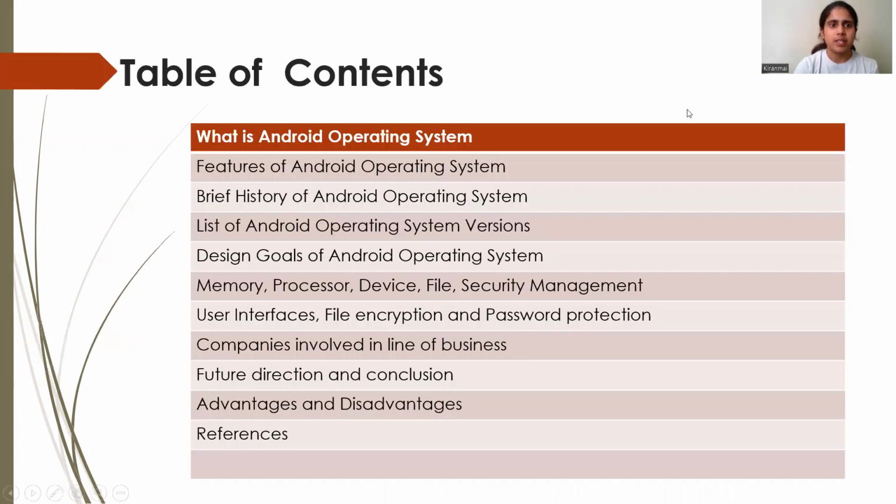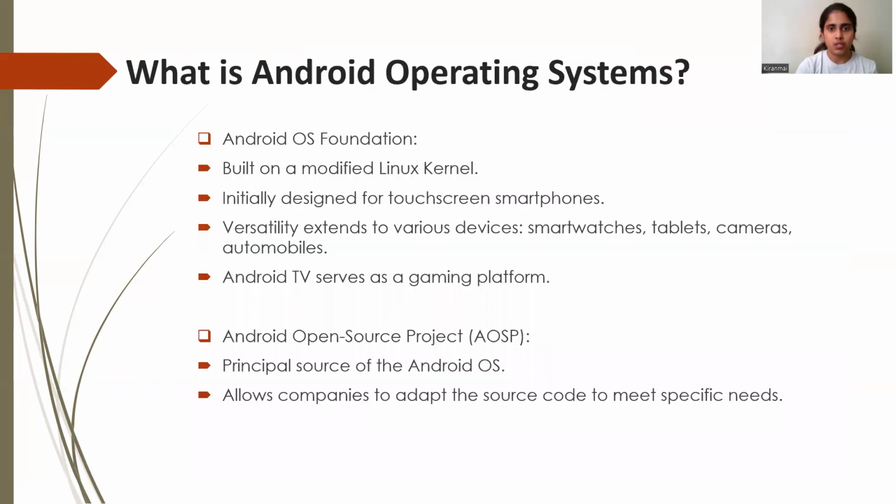Today, I'm going to briefly explain what the Android operating system is and its features, a brief history of Android, the list of Android versions, the design goals, the memory, processor, device, file and security management, the user interfaces, the file encryption and the password protection, and the companies which are involved in the line of business. In the future direction and the conclusion, the advantages and disadvantages of the Android operating system, and the references which I referred to.